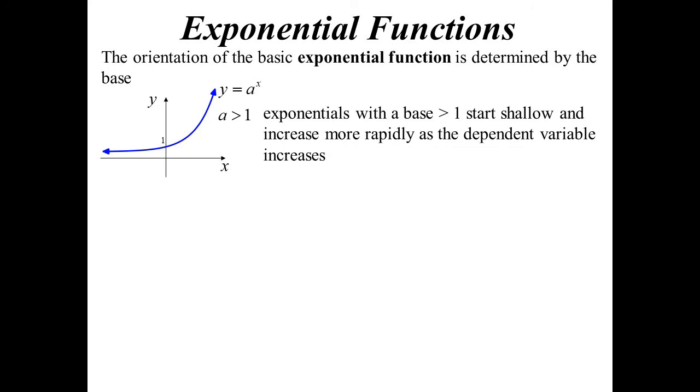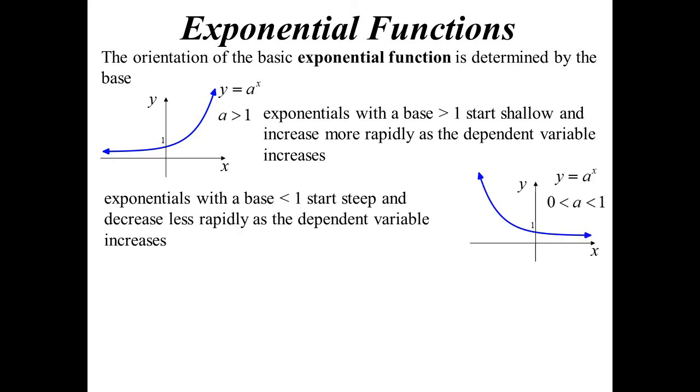Another common function that has an asymptote is our exponential function. What I've said there is the orientation of it is determined by the base. An exponential will start out small and then increasingly rise, but that's if the base is bigger than 1. So if the base is bigger than 1, it would have that sort of shape. It starts out nice and shallow and then increases more rapidly as the function goes along.